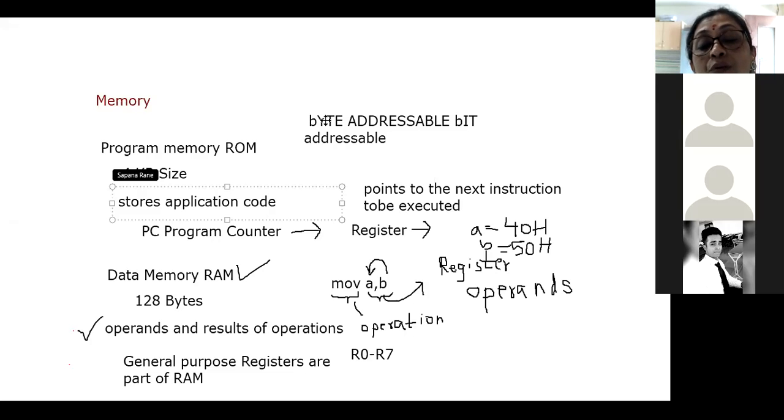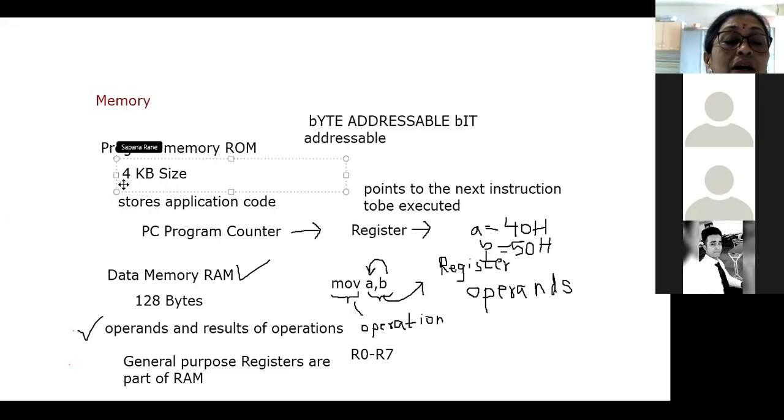So now we have studied everything about the memory present in the 8051. In short, what is the moral of the story? There are two types of memories in the 8051. One is called program memory or ROM, another is called data memory or RAM. The function of the program memory is to store the application code, and its size is 4 kilobytes.